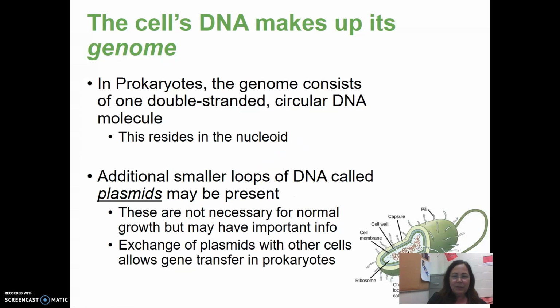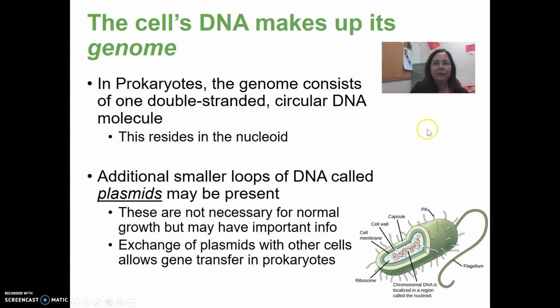In a cell, the copy of all of the DNA, all of the genes that the cell has, is called its genome. Now, in prokaryotes, the genome is different. Prokaryotes, remember, are either the domain bacteria or the domain archaea. These are cells that do not have a nucleus. So the genome is one double-stranded circular DNA molecule. It's a circular chromosome.